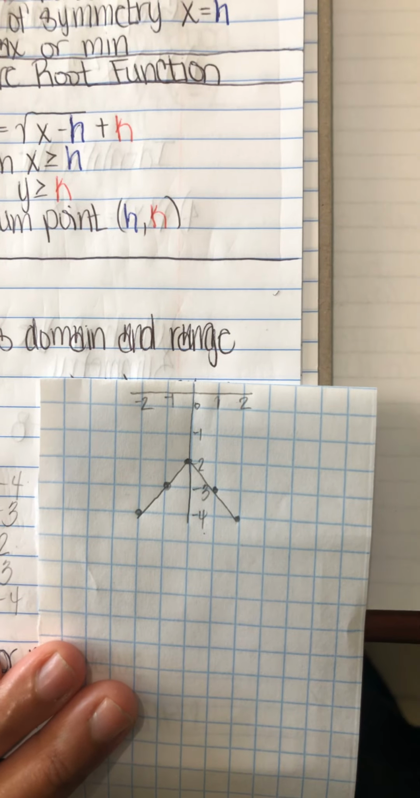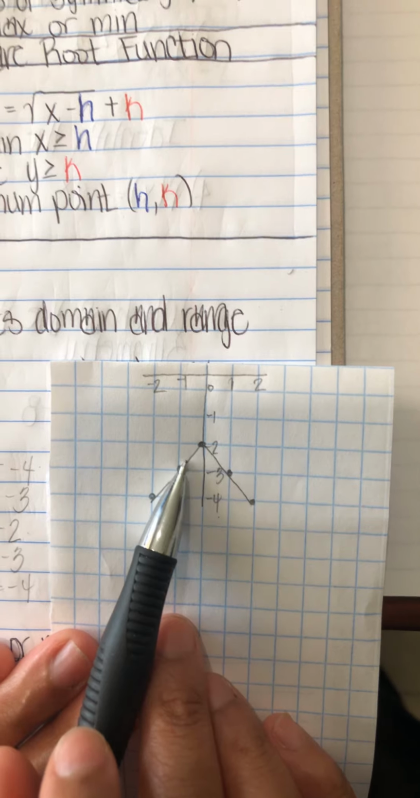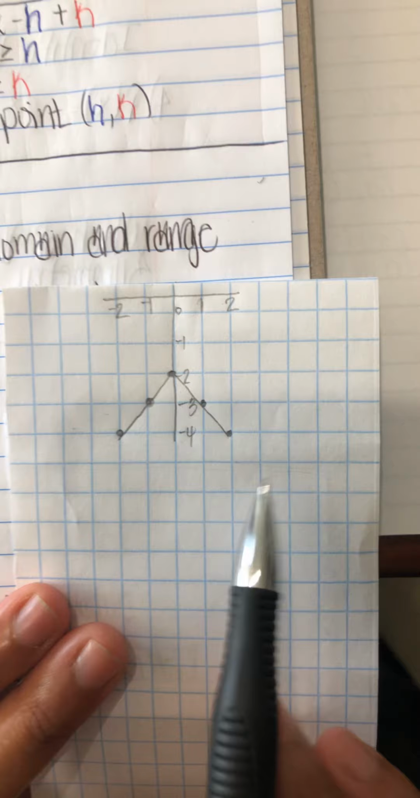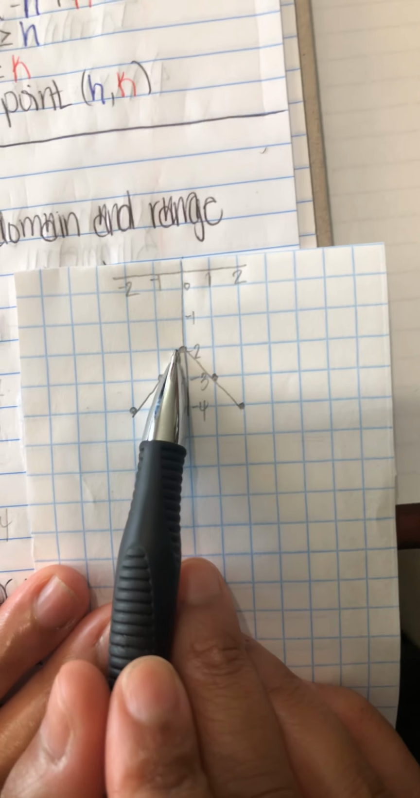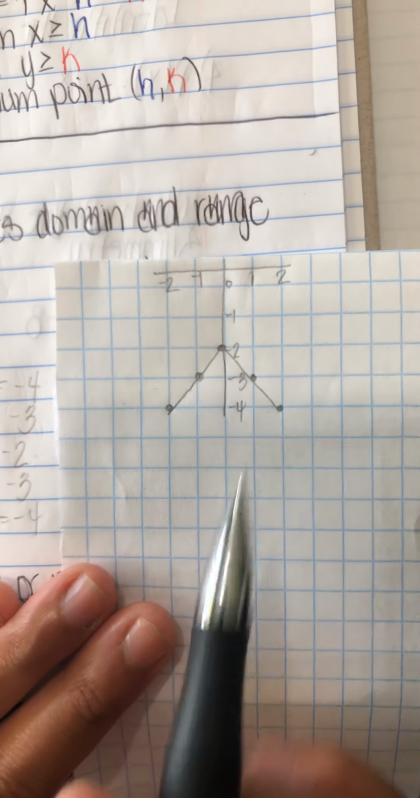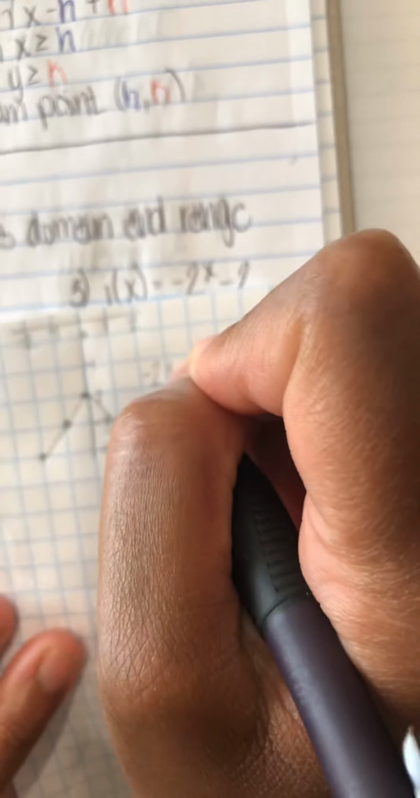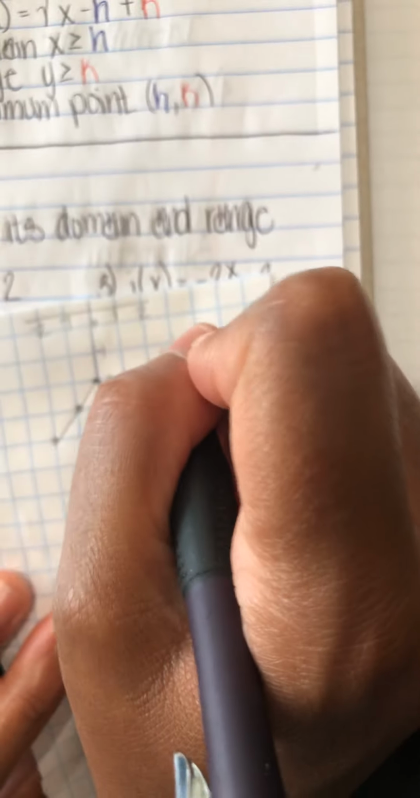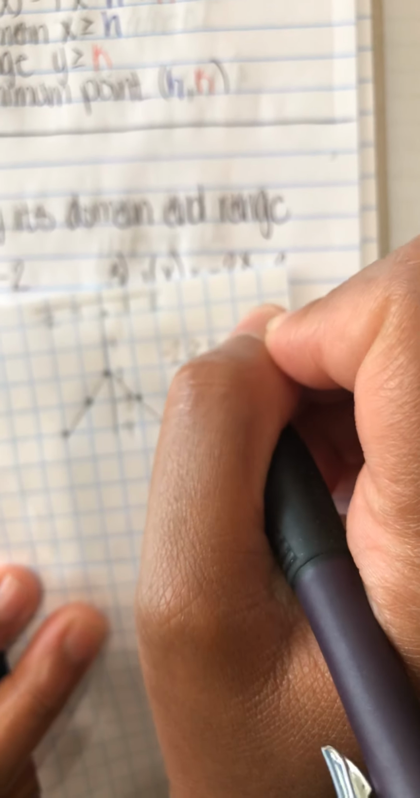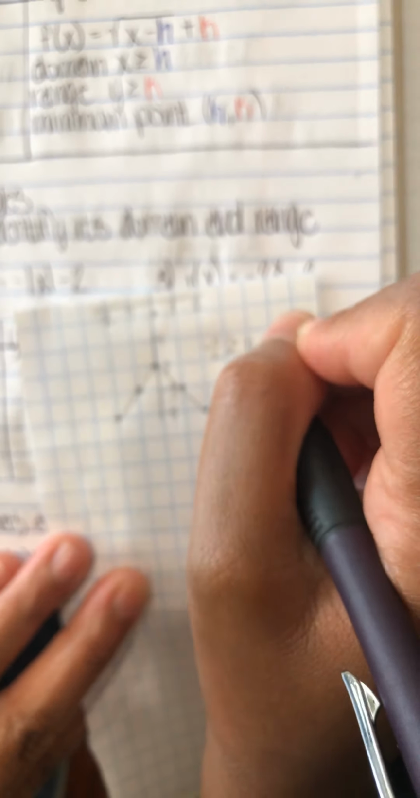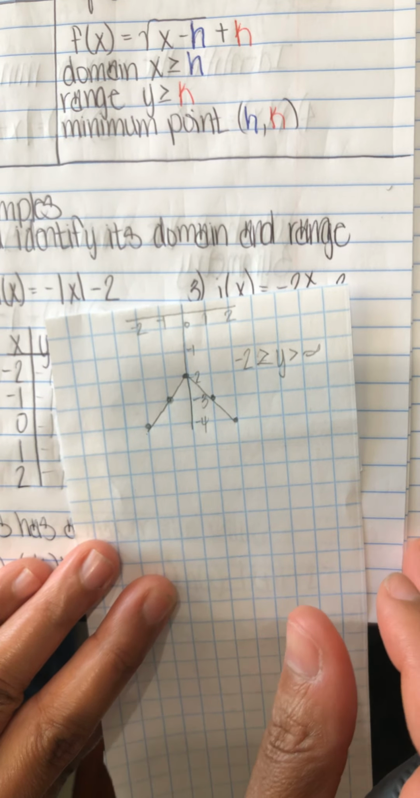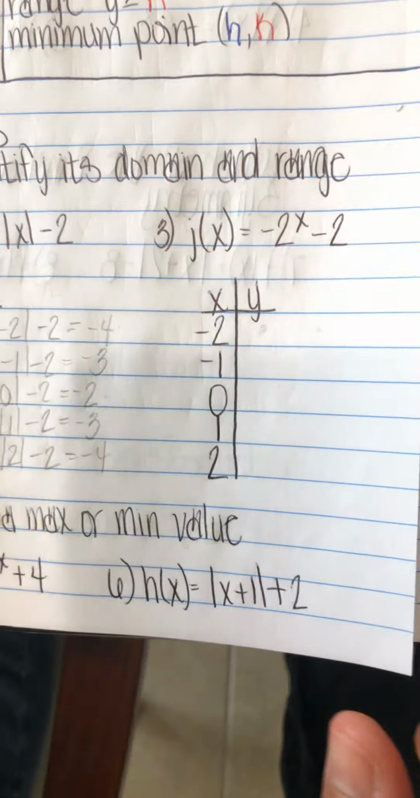So for this one, my domain is going to be all real numbers because, again, it's going to stretch out side to side, but it cannot go any higher than -2. So again, for this one, I know that -2 is the biggest number that I could possibly get to. But I know that it could go on to infinity. All right, last one.